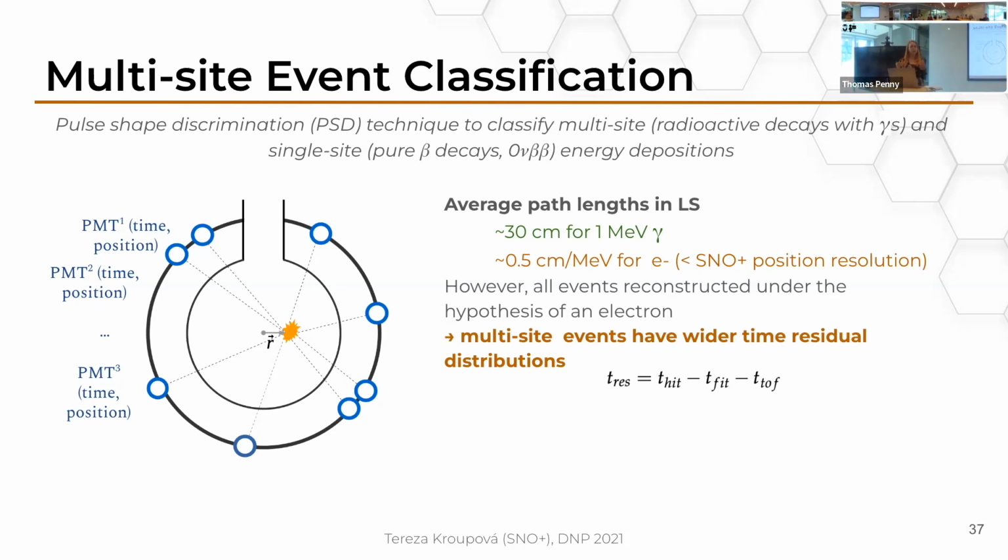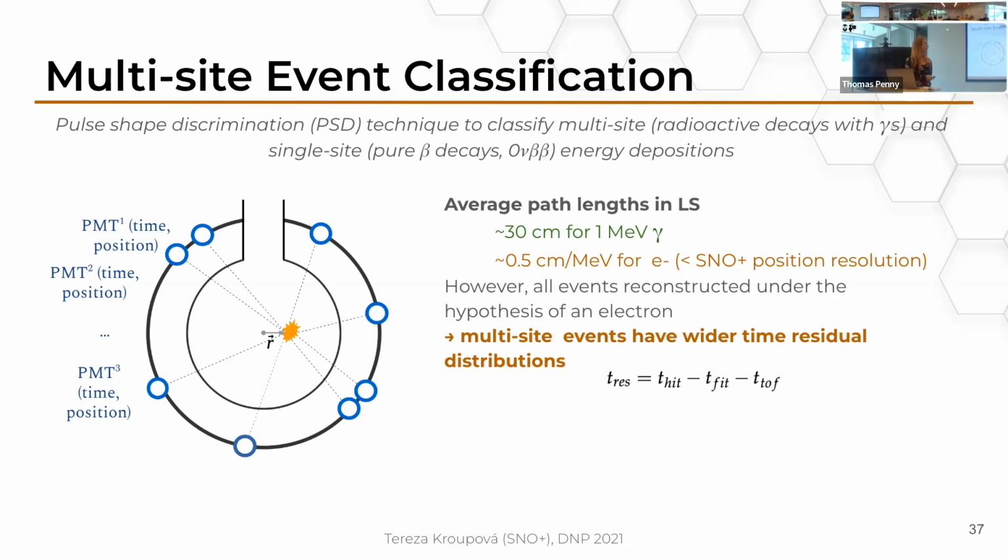You can then do a likelihood fit, and from that figure out the time and the position of the event. Our energy resolution is about 10 to 15 centimeters, and we reconstruct everything under the hypothesis of an electron, of a point-like particle. The electrons normally travel less than a centimeter, so our resolution is really greater than that, and they are truly point-like.